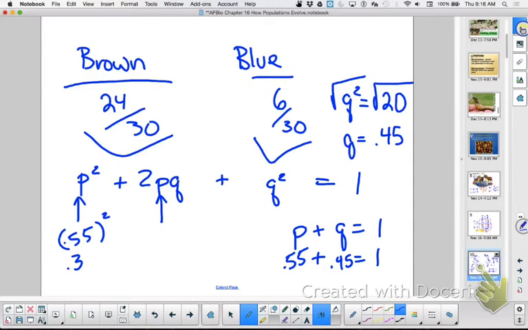Okay, now 2PQ, 2 times 0.55 times 0.45. That'll tell me I'm predicting how many of you are heterozygotes. So do the math on that.